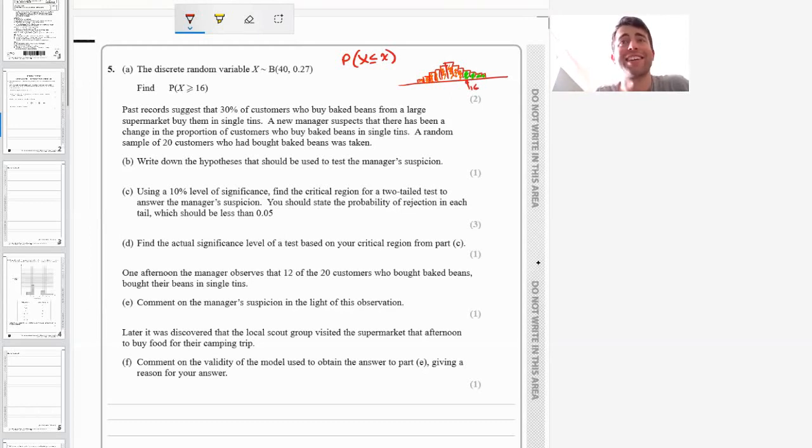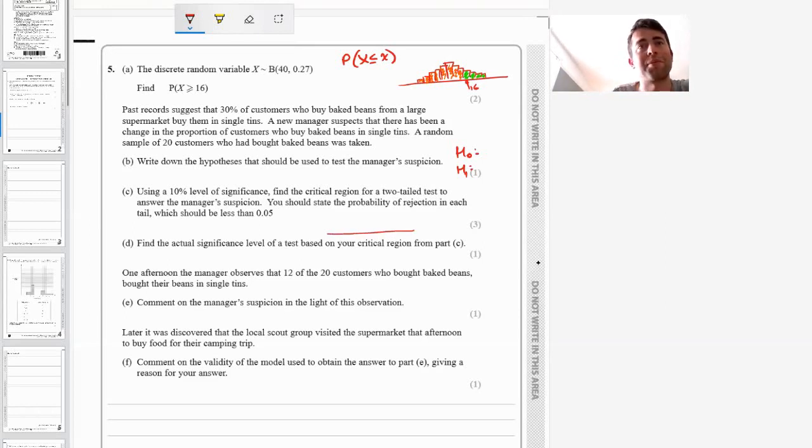Next is hypothesis testing, but kindly, they've split it up into different parts to remind you how to do hypothesis testing. They're being very kind here. So for part B, you've got to write down H0 and H1. And part C, you've got to find the critical region. This one about the critical region, state the probability of rejection in each tail.